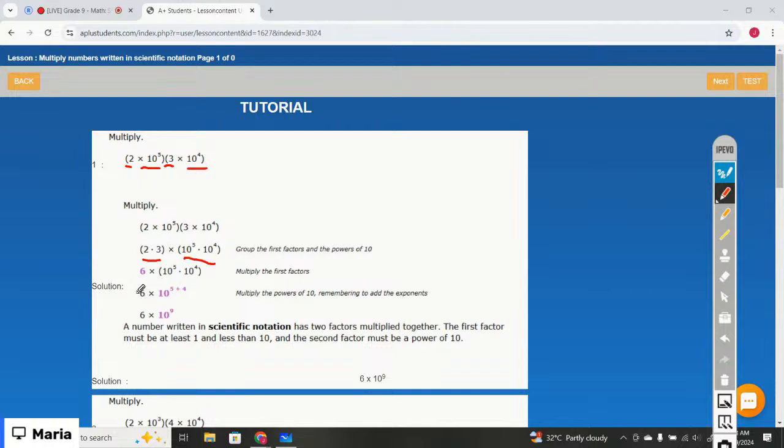A number written in scientific notation has two factors multiplied together. The first factor must be at least 1 and less than 10, and the second factor must be a power of 10. Got it?